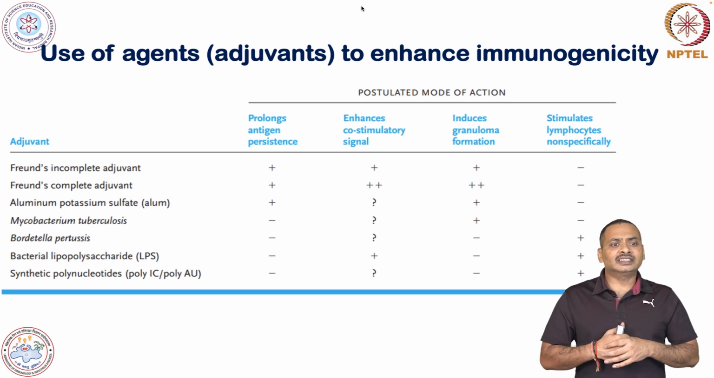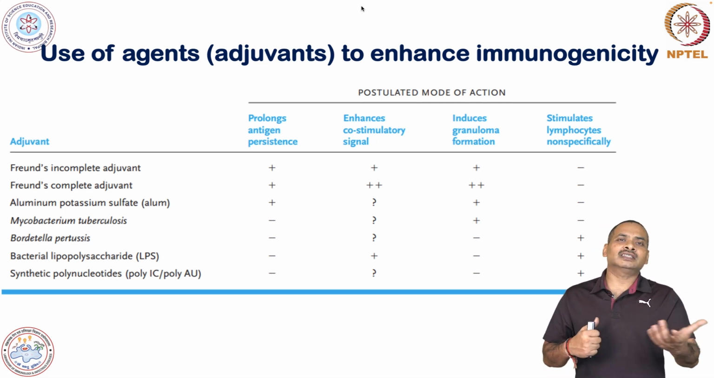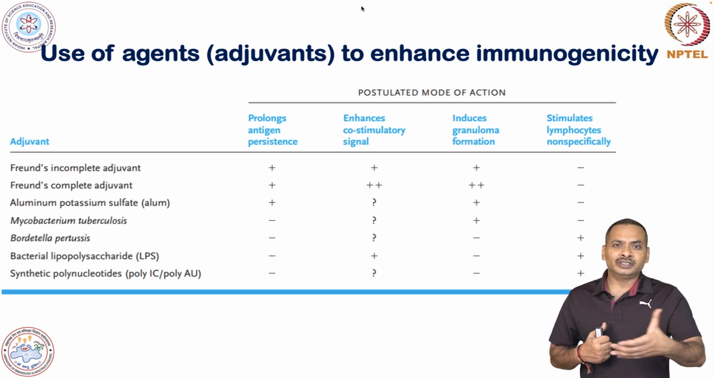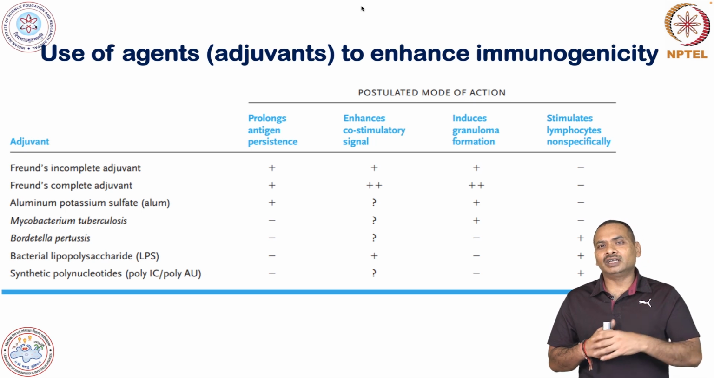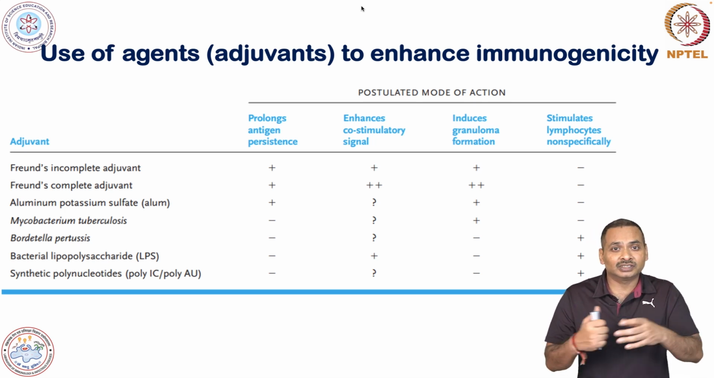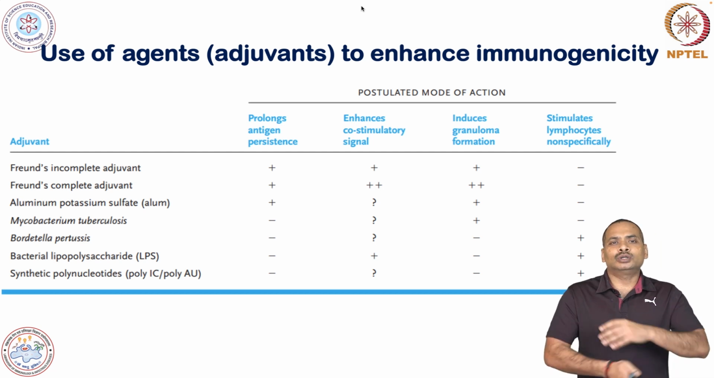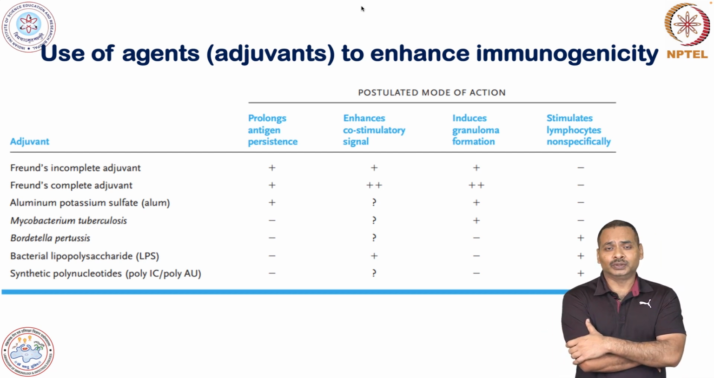And there is a synthetic polynucleotide, as I have told you, poly-IC, which when we introduce it in the cell will mimic a virus infection, but there is no virus. So poly-IC or poly-AU can also be used as a vaccine adjuvant.